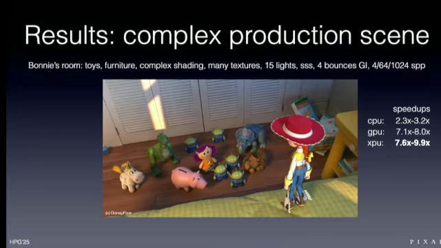And here's a more complex production scene. This is Bonnie's room from Toy Story. All the toys, furniture, complex shading, actually very complex shading with many, many nodes in the shading networks. Many textures, 15 light sources, subsurface scattering, 4 bounces of illumination. And I rendered it with 4, 64 and 1024 samples per pixel. And the best speed up we get is almost 10x.